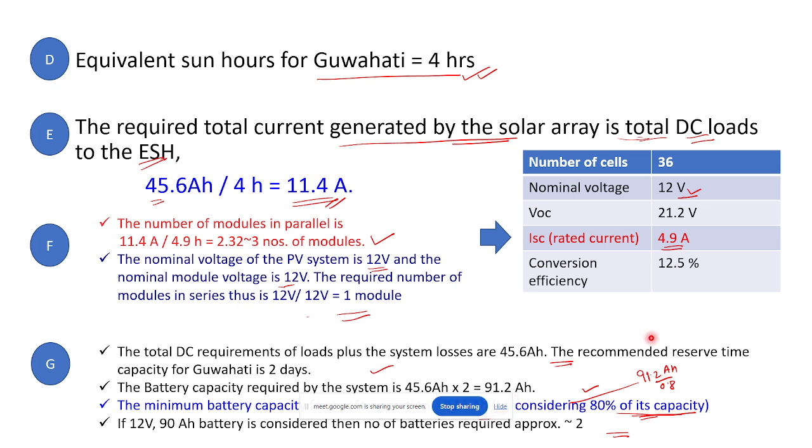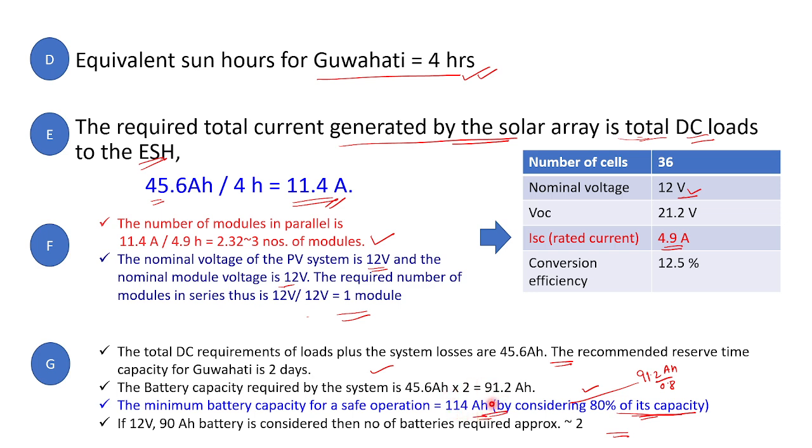Now, say the recommended reserve time capacity for Guwahati is 2 days. We want to use this system for at least 2 days. Even if we don't get power from the grid for 2 days, the system should be operational. So the actual battery capacity will be the requirement for 1 day multiplied by 2 for 2 days. Considering 80% battery capacity, the actual requirement will be 91.2 divided by 0.8, which equals 1.14 ampere hour.